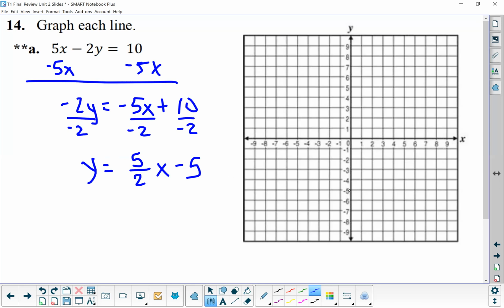So our y-intercept is negative 5. Slope is 5 halves, up 5 over 2, up 5 over 2, or I could go down 5, left 2, and draw my line.